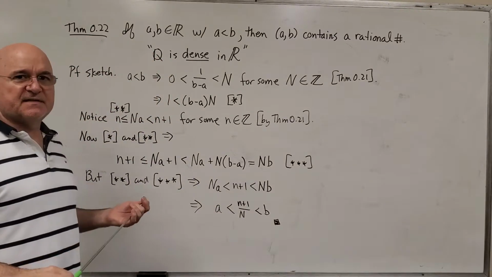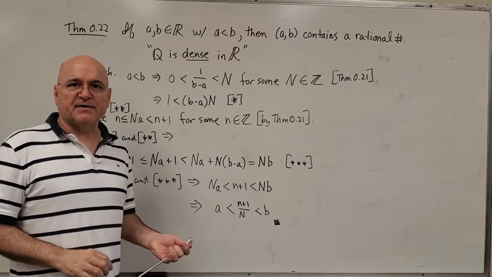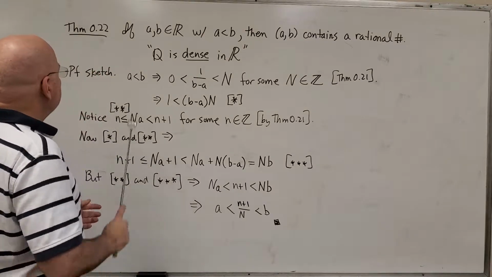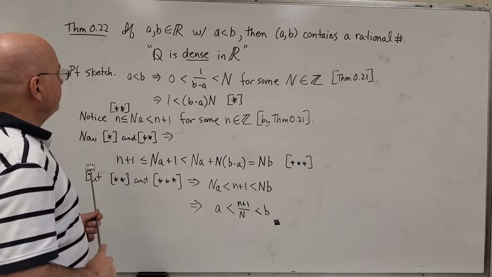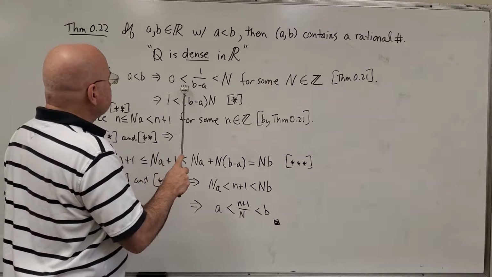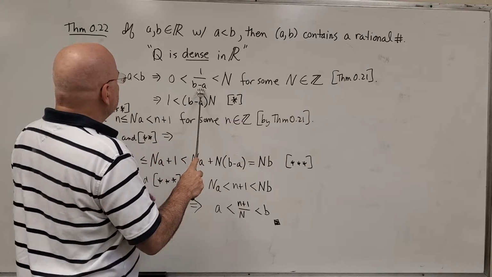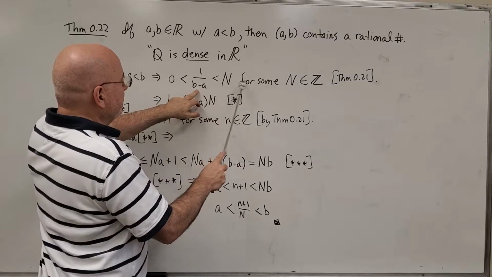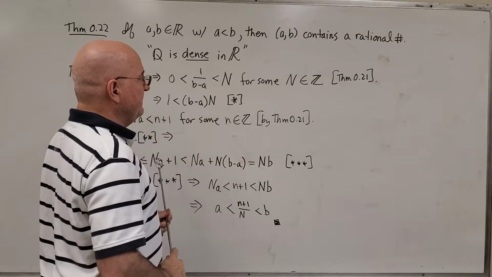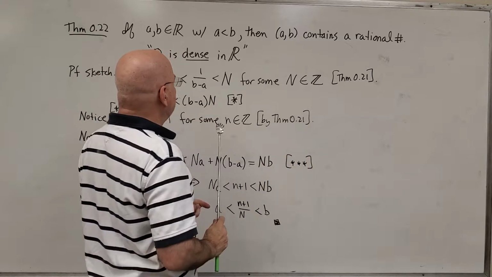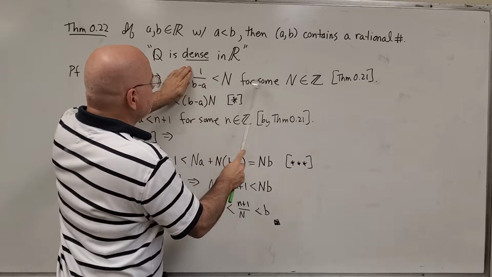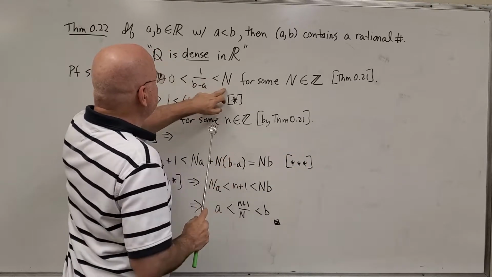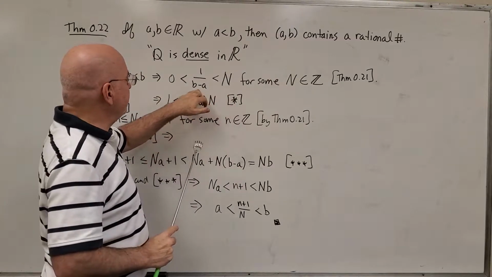And let's look at a sketch of the proof. I think I have all the algebra necessary here. a is less than b. That implies that 0 is less than 1 over b minus a. Well, that's only because this is a positive number. And it's less than capital N for some natural number in the integers. We can use theorem 021, and this is what we're using the theorem for. We're just finding a natural number that's bigger than this.